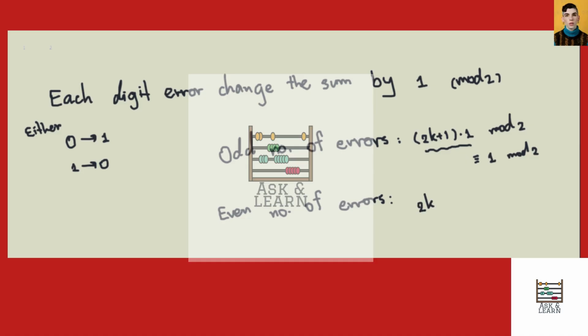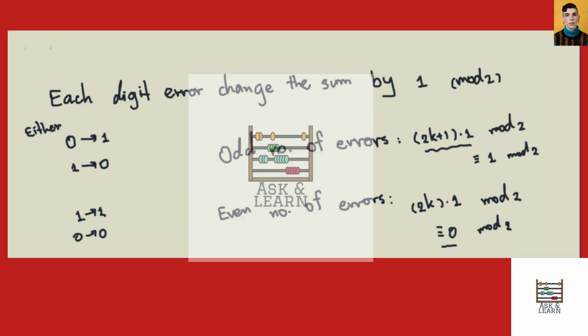Now, for an even number of errors, so 2k for some integer k, each one changes the sum by 1. This mod 2 will give 0. So essentially, even though the changes occur, they all account for each other and it becomes 0, which means the total sum doesn't change. So 1 stays as 1, 0 stays as 0. Even though in between they may change, all in all it will give the same number.